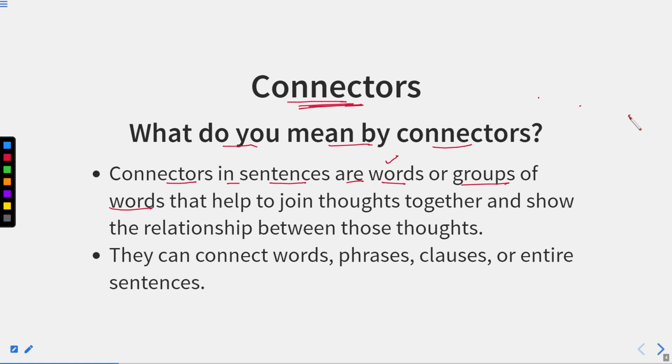If I say "not only but also", that is not only one word. In fact, there are four words which are joining two or more words together. So there can be either words, or groups of words, or a single word, that help to join thoughts together. It means whatever we think, we join those thoughts together with the help of connectors, and show the relationship between those thoughts.